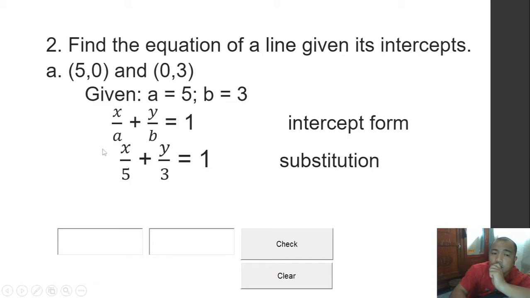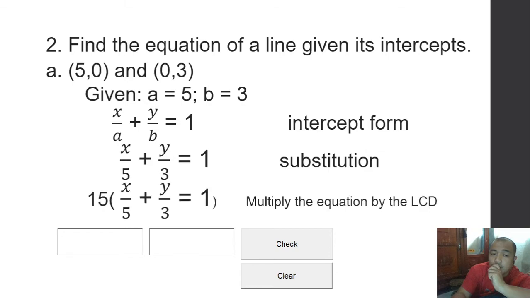And if you are asked to transform this intercept form to its equivalent ax plus by equals c form, then let's do it. So multiply the equation by the LCD, which is 15. So what will be the new answer? I think it's 15x over 5, which is 3x, plus 5y equals 15. Let's write our answer here: 3x plus 5y equals 15. Did you get the same answer as me?